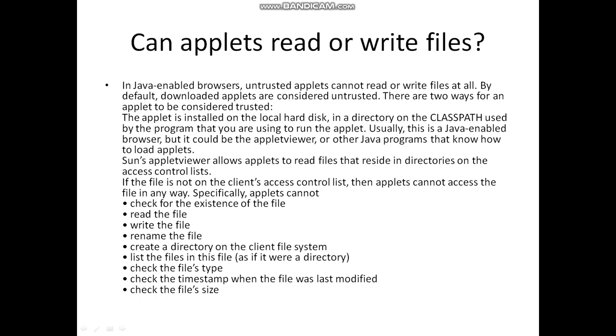Usually this is a Java-enabled browser, but it could be an applet viewer or Java programs that know how to load applets. Sun's applet viewer also allows applets to read files that reside in directories on the access control lists. If the file is not on the client's access control list, then the applet cannot access the file in that way. Specifically, applets cannot check the existence of a file, read the file, write, rename, create a directory on the client file system, list the files in a file, check the file's type, or check the file size.